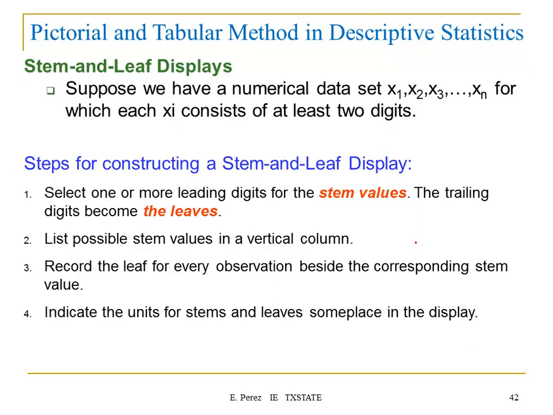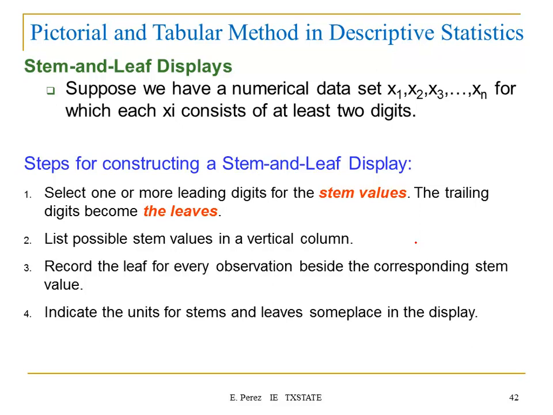So the idea is the following. You're going to select one or more leading digits for the stem values. Then trailing digits become the leaves. So you're going to list possible stem values in a vertical column. Then you're going to record the leaf for every observation beside the corresponding stem value. And then you're going to indicate the units for stem and leaves someplace in the display.